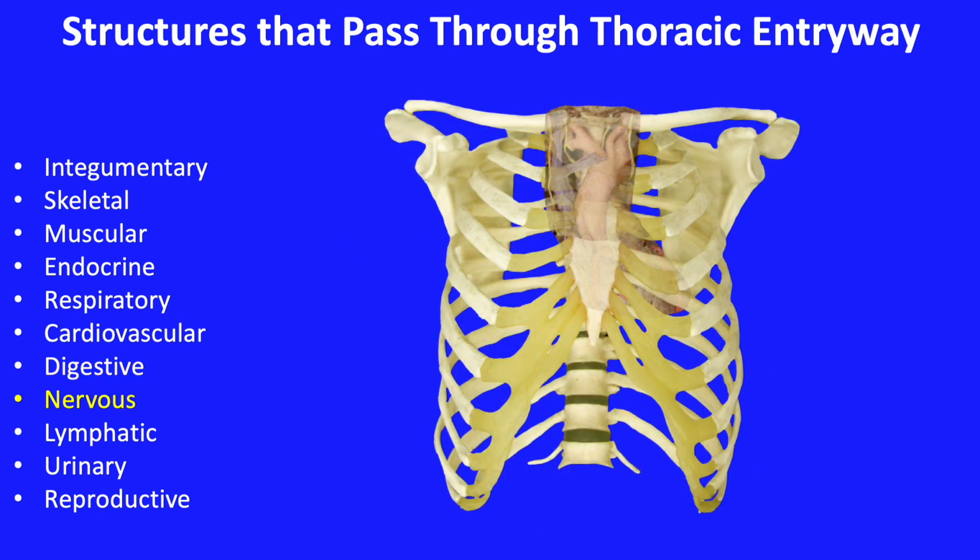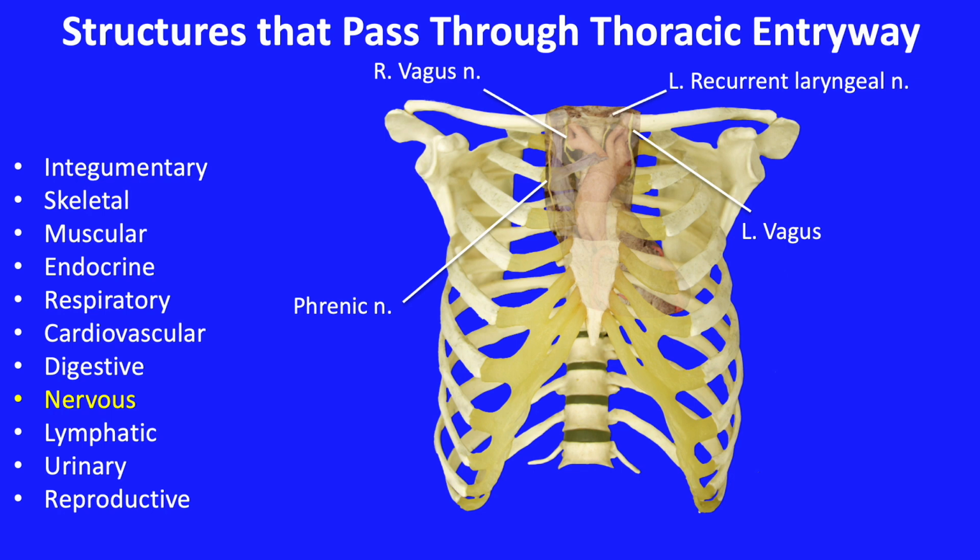Important peripheral nerves enter and exit the thoracic entryway. Among the nerves that enter are the right and the left vagus nerves and the right and left phrenic nerves. Note, only the right phrenic nerve is present in the image. The one nerve of clinical relevance that exits via the entryway is the left recurrent laryngeal.